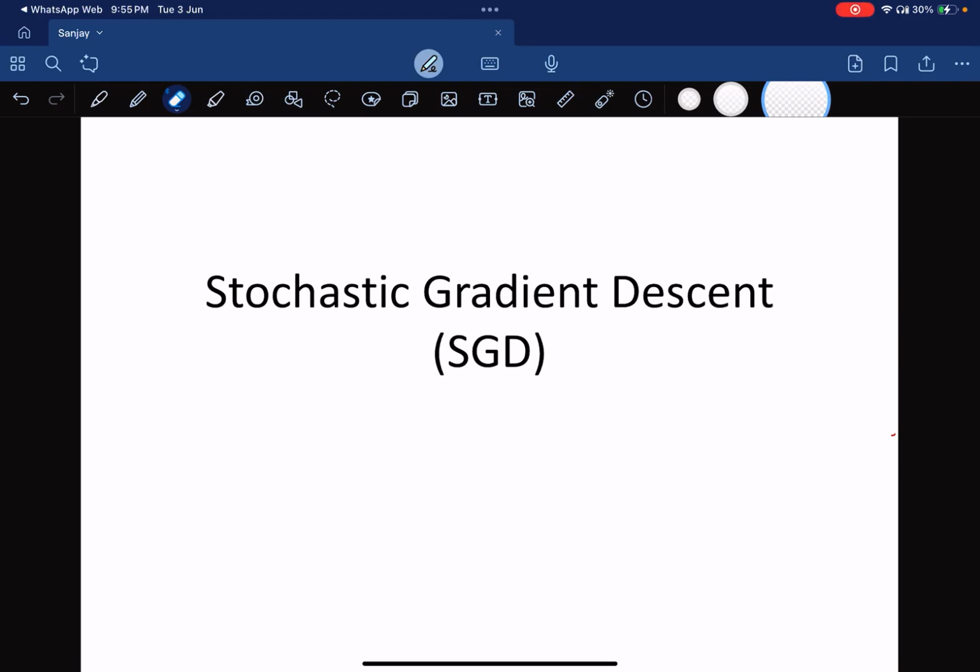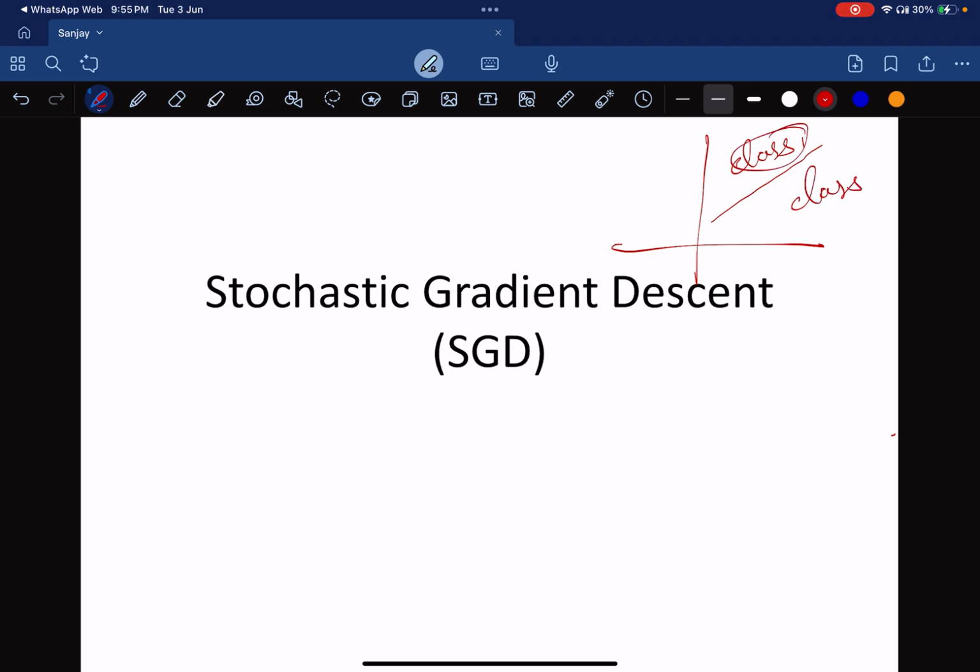Today we are going to see about stochastic gradient descent. It is a supervised machine learning method used for classification tasks, and it is a linear classifier. A linear classifier will always find the hyperplane in the data points to classify its classes. For example, this is the graph, and it will always find the hyperplane to separate the classes. For example, this is class 1 and this is class 2.